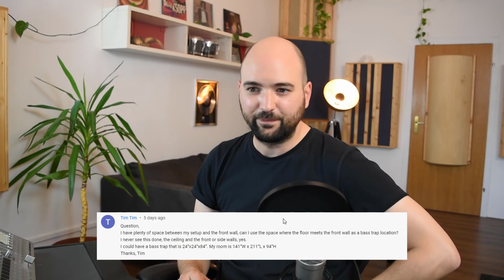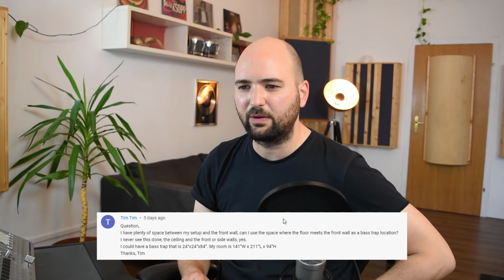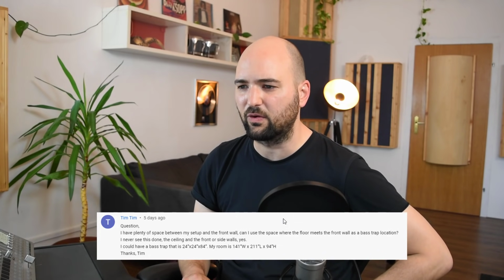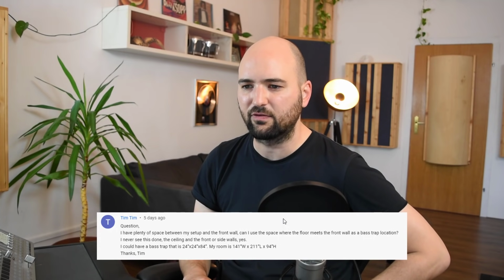All right, next question. This is from Tim. Question: I have plenty of space between my setup and the front wall. Can I use the space where the floor meets the front wall as a bass trap location? I've never seen this done. The ceiling and the front or side walls, yes. I could have a bass trap that is 24 by 24 by 84 inches. My room is so on and so forth.